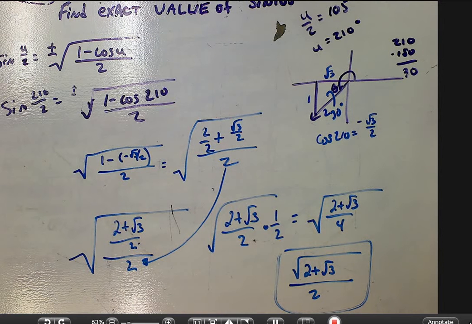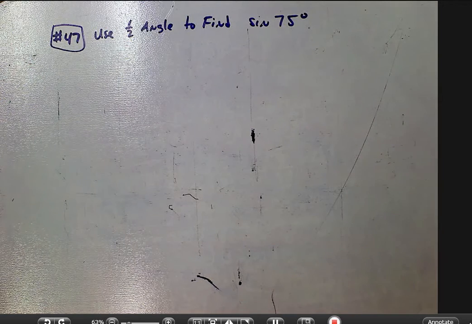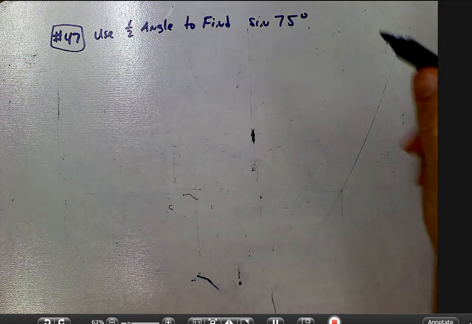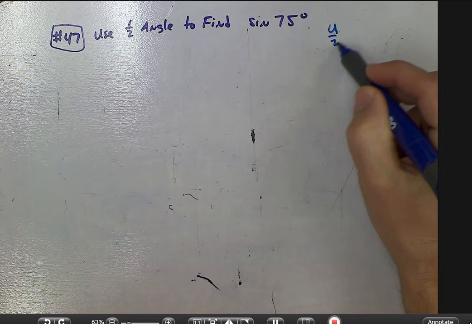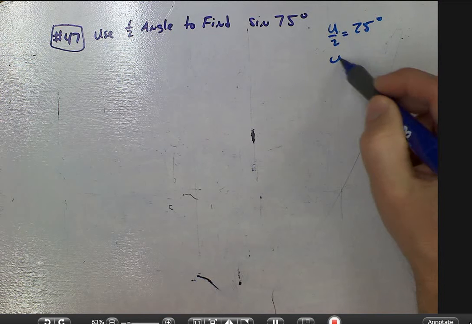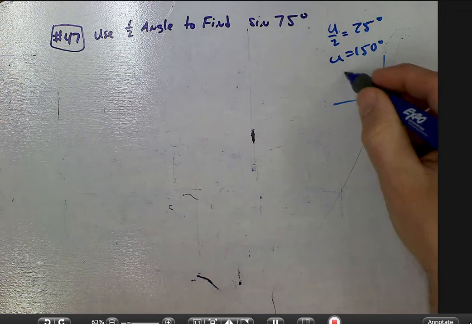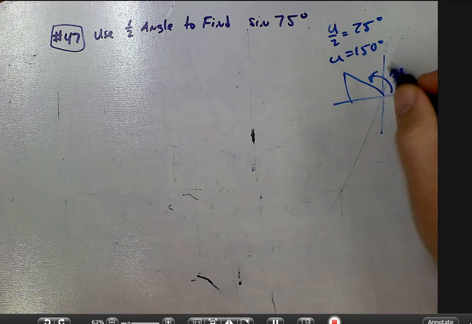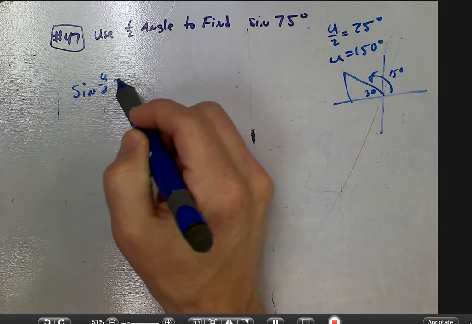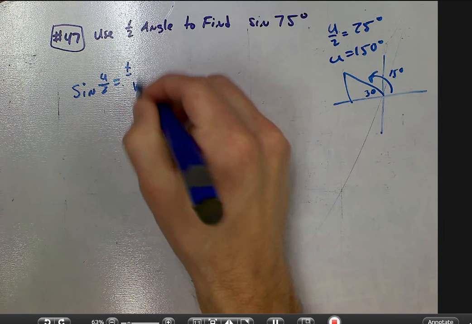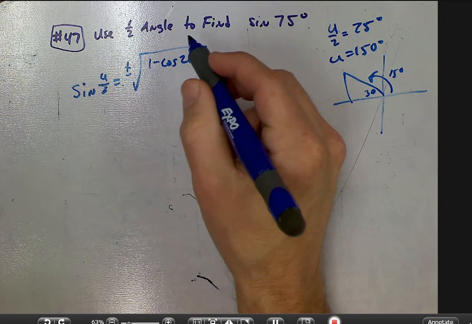Just like that. Okay? Once you guys go ahead and try number 47, use the half angle formula to find the sine of 75. Press pause and come back, see if you got it right. Okay, so u over 2 has to be 75 degrees, therefore u is 150 degrees. We know we're going to have to draw some type of an angle. 150 is right here. So the reference angle is 30. So the sine of u over 2 equals plus or minus the square root of 1 minus the cosine of 210 degrees divided by 2.